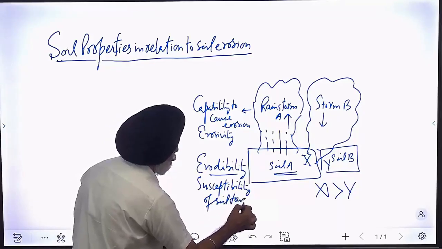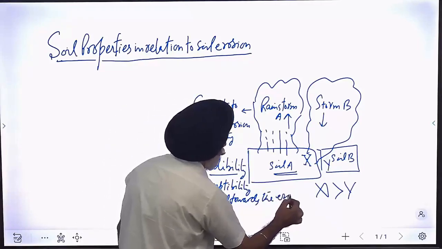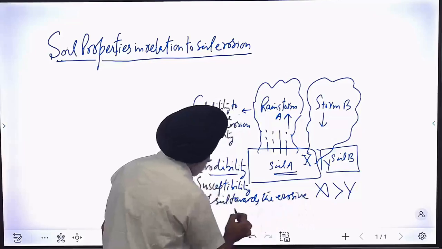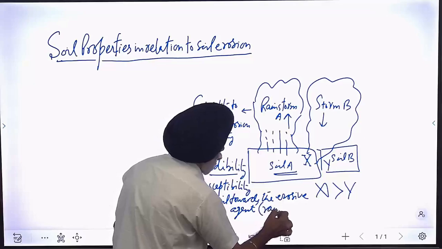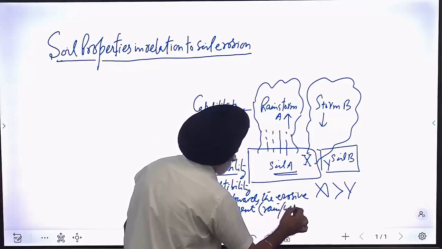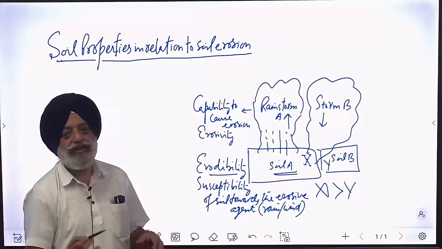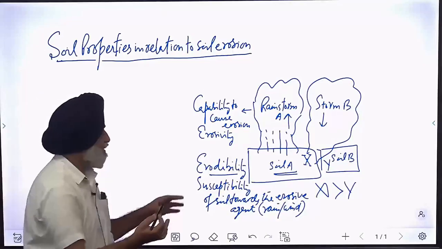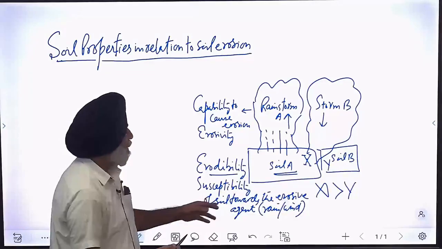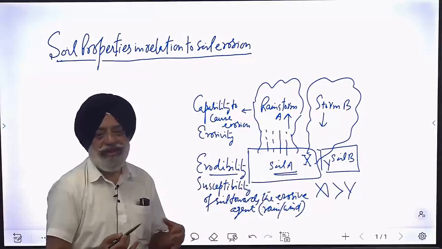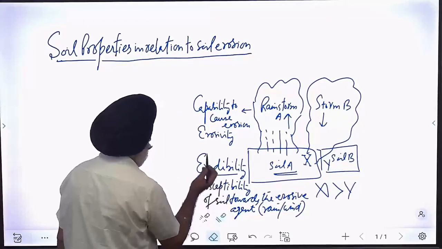towards the erosive agents, and the erosive agent could be either rain or wind. So if the soil is more susceptible, its erodibility will be higher. If it is less susceptible, its erodibility is low, and again it depends upon the type of soil or the soil properties.